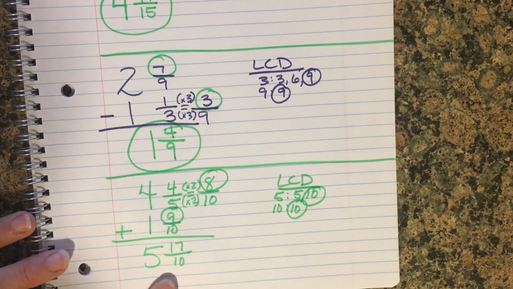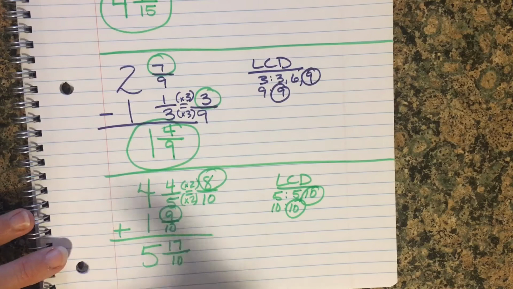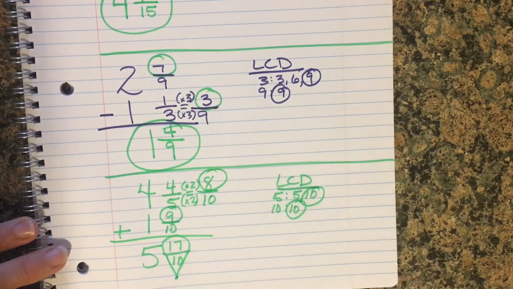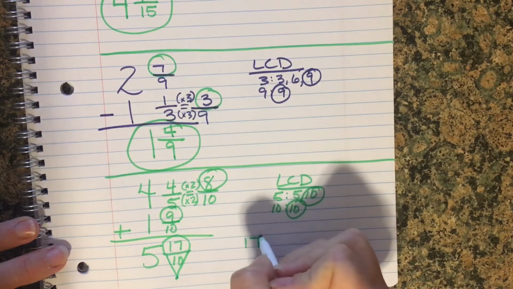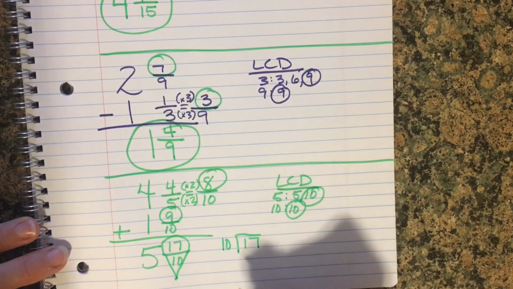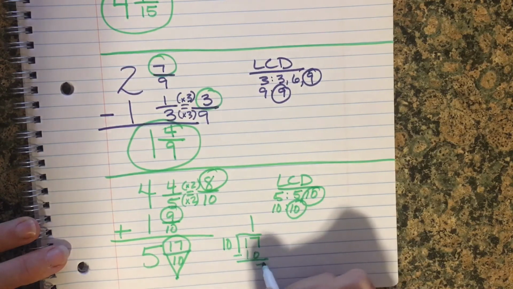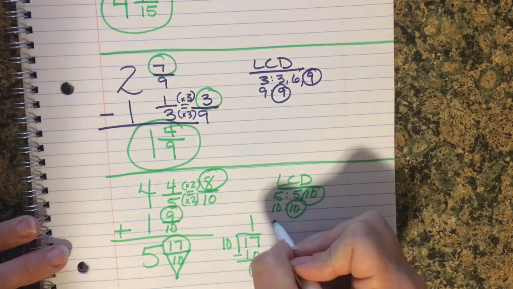But this cannot be my final answer because I have an improper fraction. So we're going to ice cream it, or divide. Put the ice cream in the freezer and shut the door. 10 will go into 17 one time. 7 is my numerator.